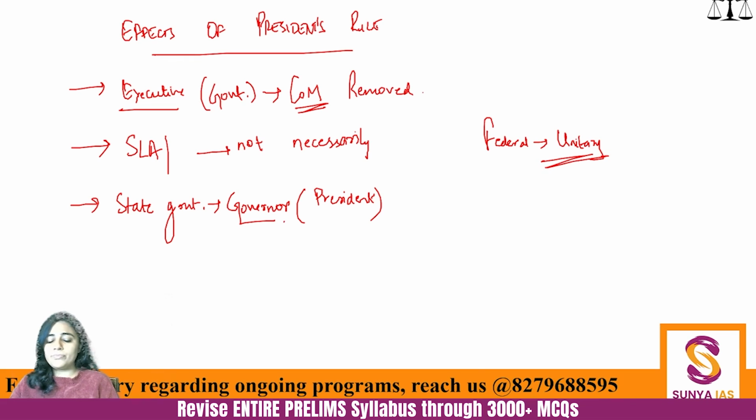Okay, from federal to unitary. So the Council of Ministers is removed. The State governor will carry on the administration, and the President can choose whether the legislative assembly shall be dissolved or not. That is not necessary. But let's say if the legislative assembly is dissolved, then what?